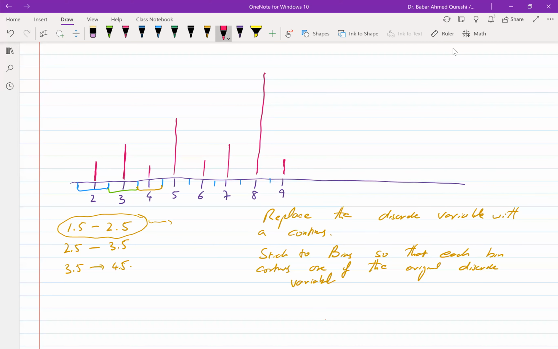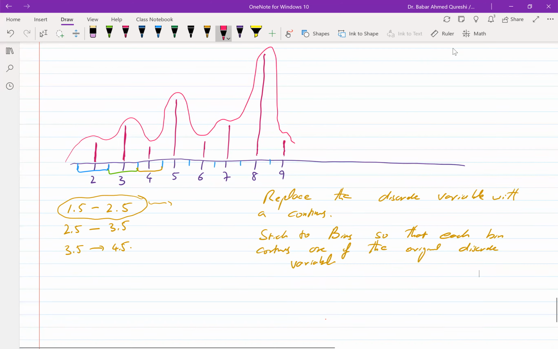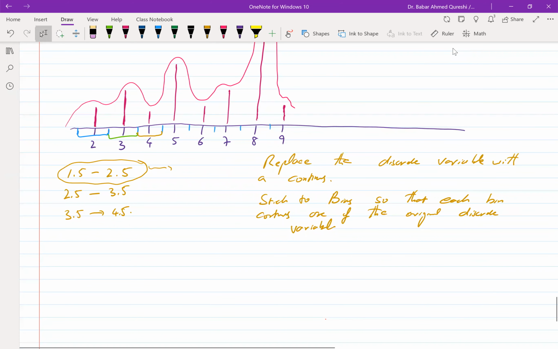So then what will happen? Now I can draw a curve, some kind of a curve like that. How do I draw it? Any curve whose area in this bin is equal to this probability. Here's the bin. Here's the next bin.